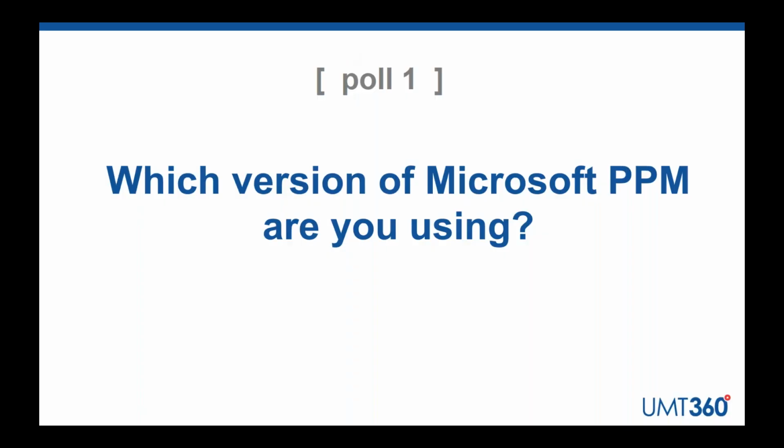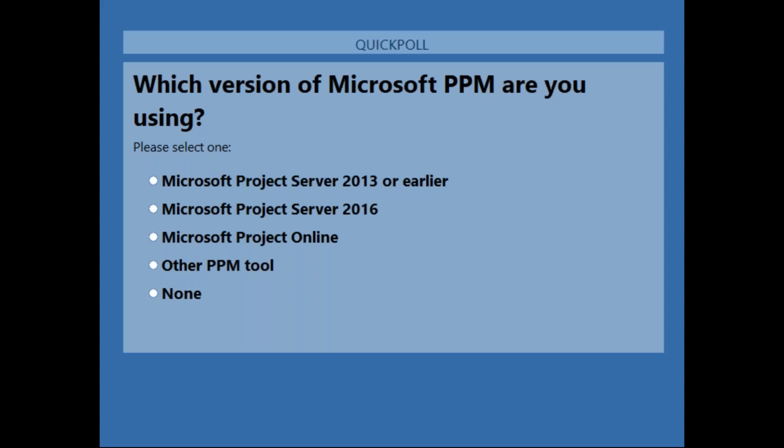Before we jump in, the one and only poll for today: which version of Microsoft PPM are you using? Relatively simple, and the options that you have are Project Server 2013 or earlier, so 2010, for those of you occasionally still on earlier versions, 2007. Or you could have moved to Project Server 2016, the latest and greatest on-premise version of the Microsoft PPM platform.